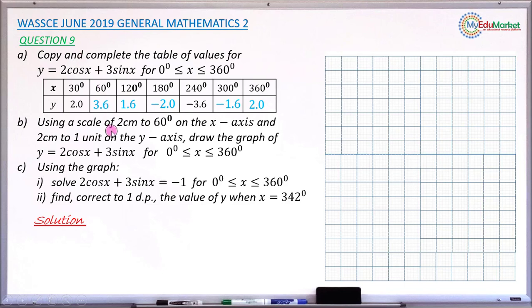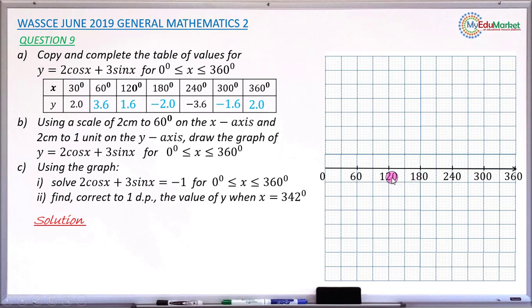So what remains is question B. You are asked to use this scale, 2 centimeters to 60 degrees on the x-axis, your horizontal axis. So let me use this scale to draw the axis. You have something like this. Each 2 centimeters will represent 60 degrees. Another 2 centimeters, 120, that is an interval of 60. Another 2 centimeters, 180, and the interval from 120 to 180 is 60 degrees.